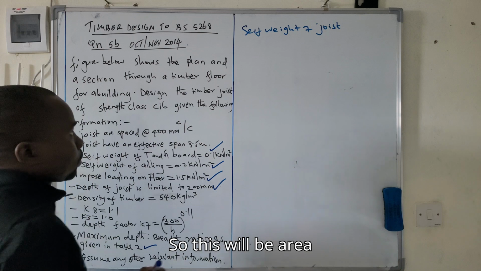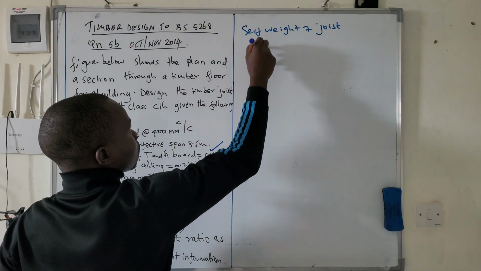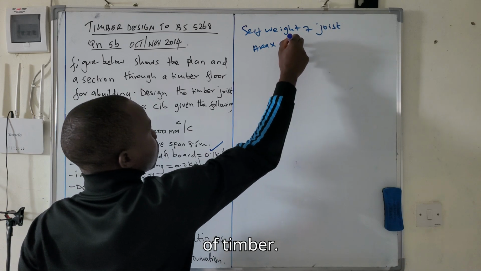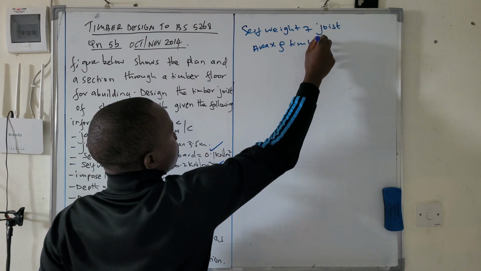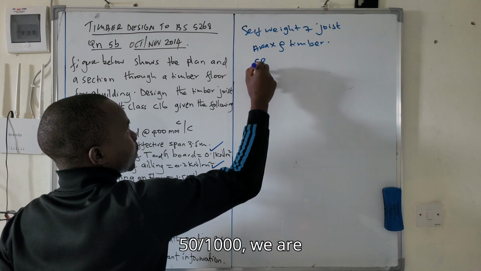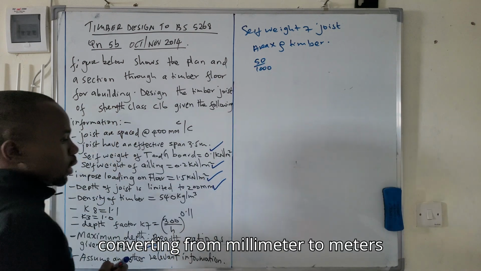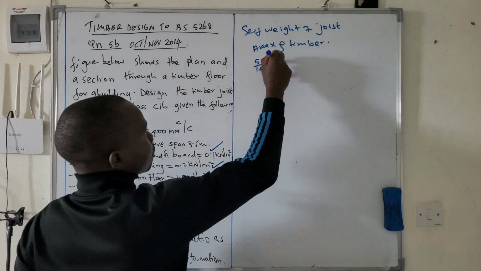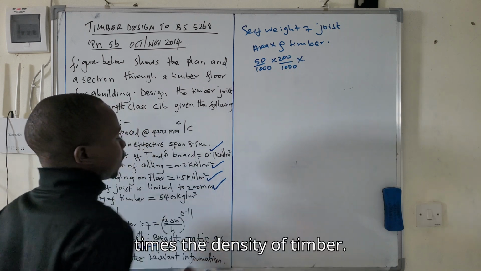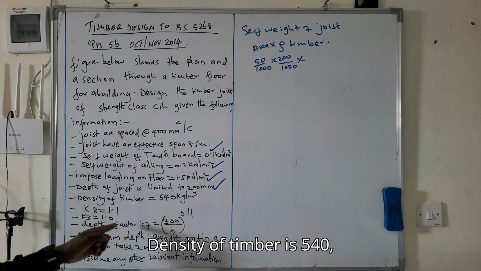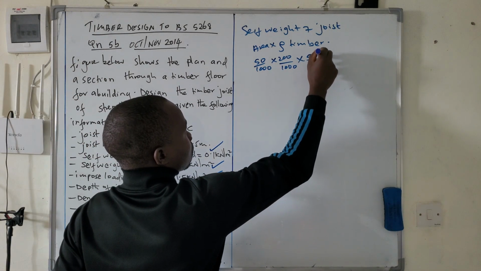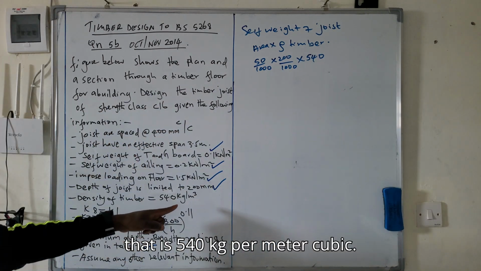So this will be area times the density of timber. The area is 50 over 1,000. We are converting from millimeter to meters, times 200 over 1,000, times the density of timber. Density of timber is 540. That is 540 kilogram per meter cubic.